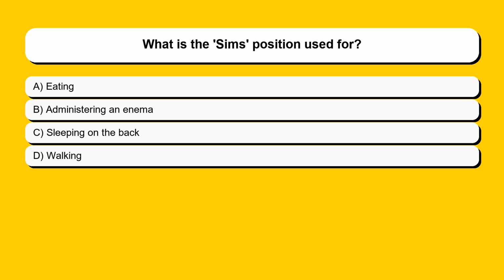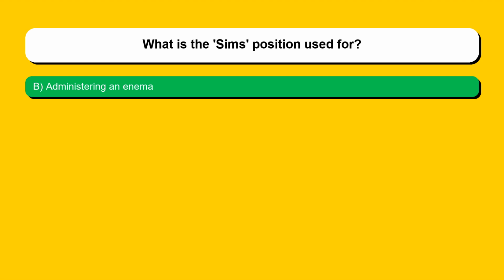Question 13. What is the Sims position used for? Option A, eating. Option B, administering an enema. Option C, sleeping on the back. Option D, walking. The correct answer is option B, administering an enema.